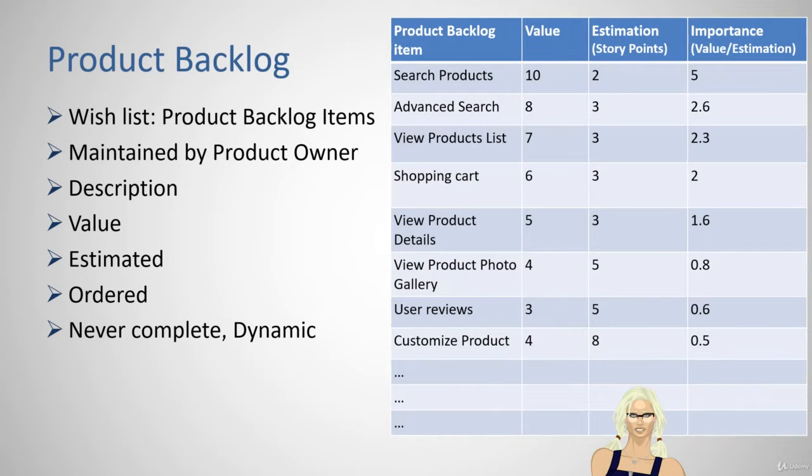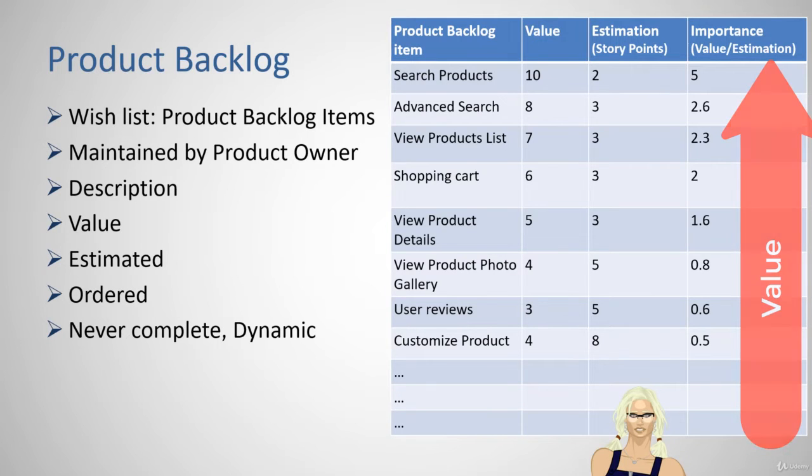Story points are usually used for estimation in Agile. But notice that Scrum does not mention or suggest any technique for estimation, value, or ordering. The product owner will decide how to measure the value and the order of the product backlog items. The most important items are expected to be on the top.